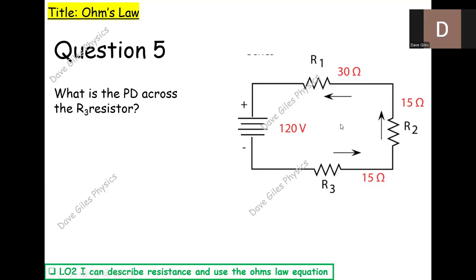So we need to work out total resistance first. 15, 15, and 30, 60 ohms. Work out the current. I is V over R, so 120 divided by 60, which is 2. And then to get the potential difference, you do V equals IR, so 2 times 15 gives me 30 volts. Now you can also do this using a potential divider equation, which we will look at in a future lesson. But for now, just talking about how to do it using Ohm's law.